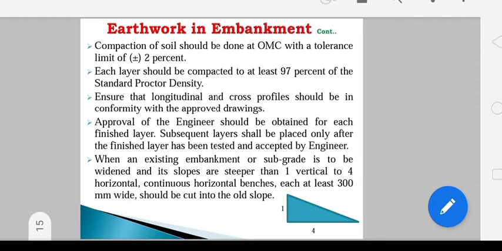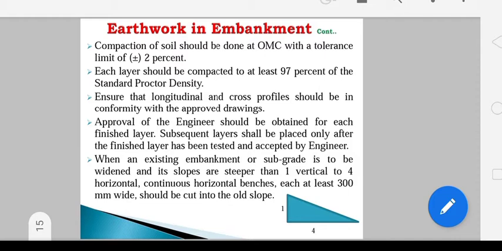When an existing embankment or a subgrade is to be widened, for example, Belgaum to Hubli, or many of the stretches where traffic density is very high and has increased over a period, the National Highway called for tenders to increase from 4 lane to 6 lane. So an existing 4 lane road is there, provided with a certain embankment. On that, if you want to widen, then you need to scratch it, and for widening you need to provide a slope.